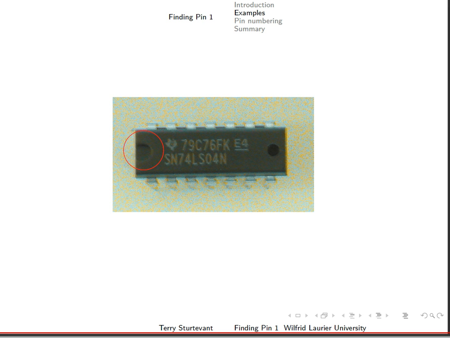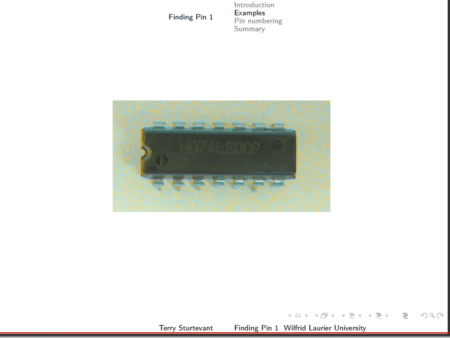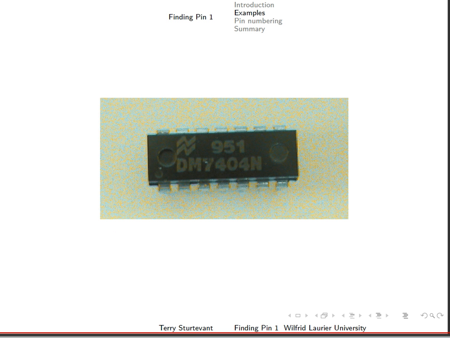Here we have a chip that has a notch at one end and a shallow circle at the other end. Again, pin 1 is by the notch. Here we have one that has a notch and a circle at one end and a circle at the other end. So pin 1 is again near the end with the notch.